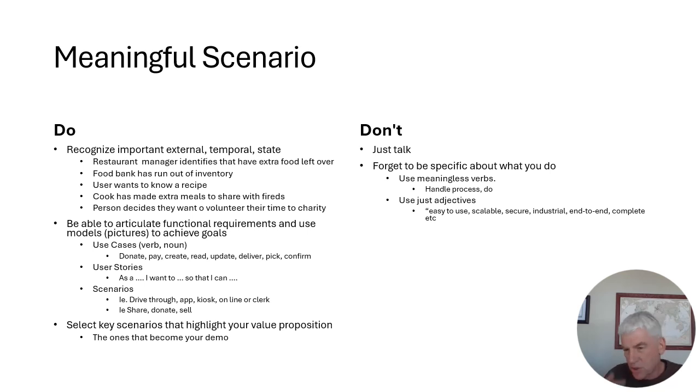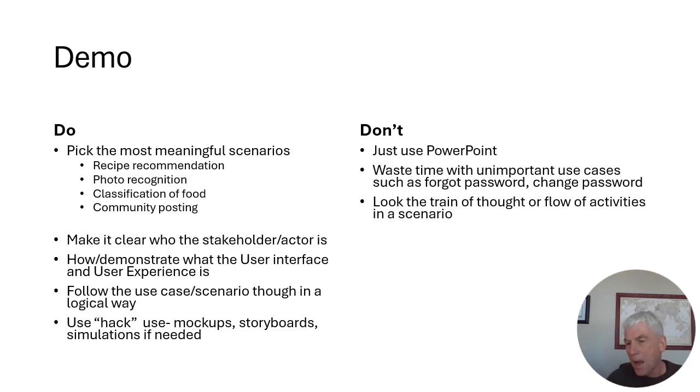So, don't just talk and blab. Have something; models especially are useful. If you have some kind of diagrammatic way of showing it, use that. Don't use meaningless words, and don't just talk about how good it's going to be or how easy to use or scalable or secure, or industrial or end-to-end or complete, etc. These tend to be meaningless if you can't back them up, or if you aren't talking about at least what the function is that you're trying to make so good.